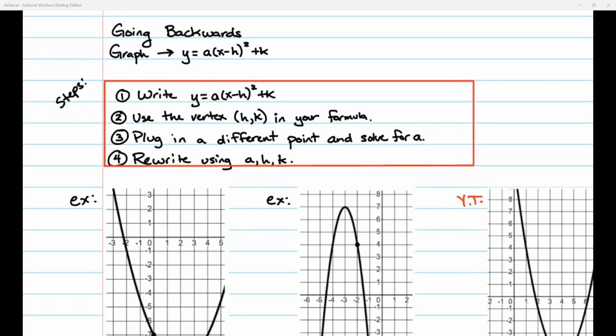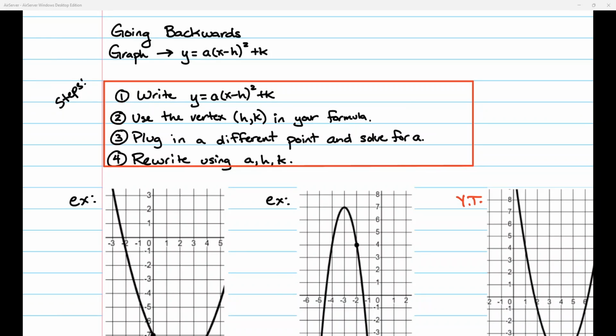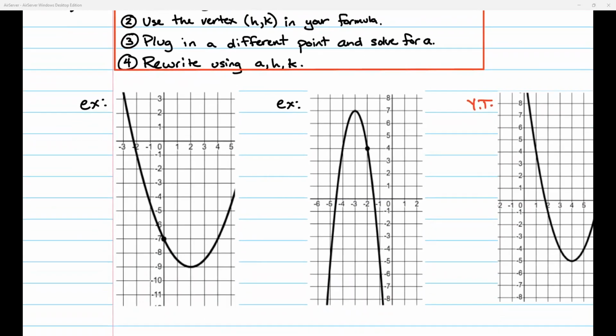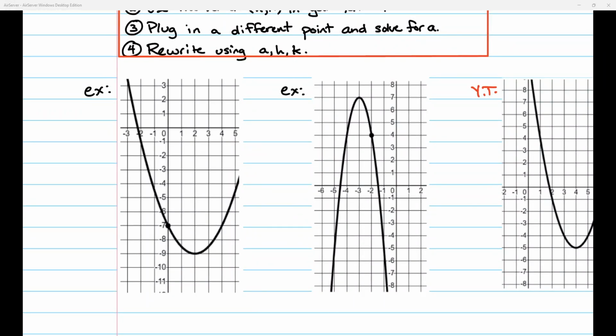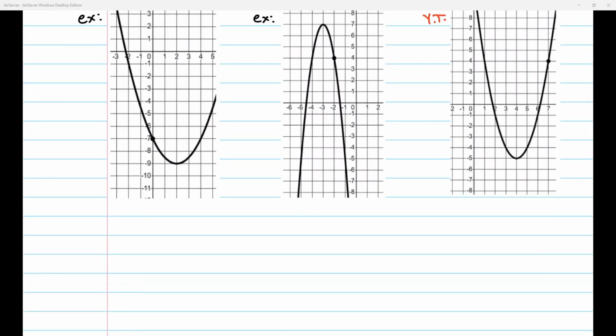Steps are pretty simple. We're first going to write down the equation y equals a times (x minus h) squared plus k. You're going to use the vertex (h, k) in your formula. So on your graph, find the vertex and use it, right? Then once you have that in, you're going to plug in a different point that's not the vertex, and you're going to solve for a. Once you solve for a, you're going to rewrite your formula using your a, your h, your k, and you are pretty much done. It is relatively simple, guys. So the video hopefully shouldn't be too long.